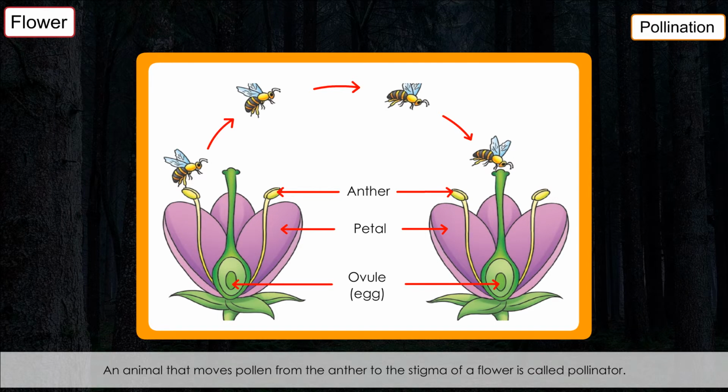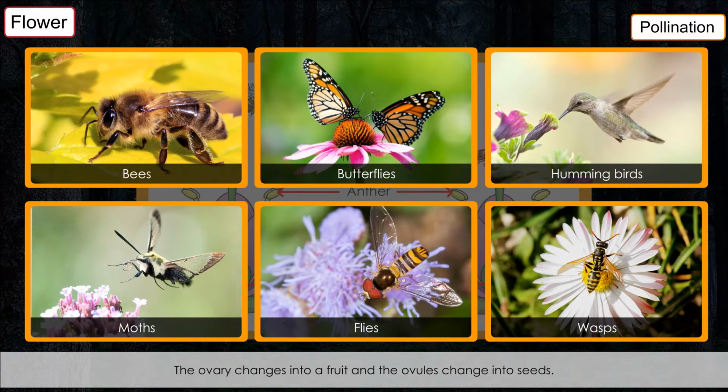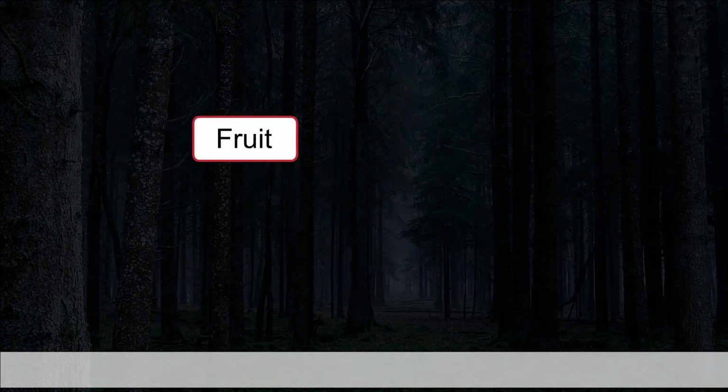An animal that moves pollen from anther to the stigma of a flower is called pollinator. For example, bees, butterflies, hummingbirds, moths, some flies and wasps, etc. Pollination is followed by fertilization. The ovary changes into a fruit and the ovules change into seeds.